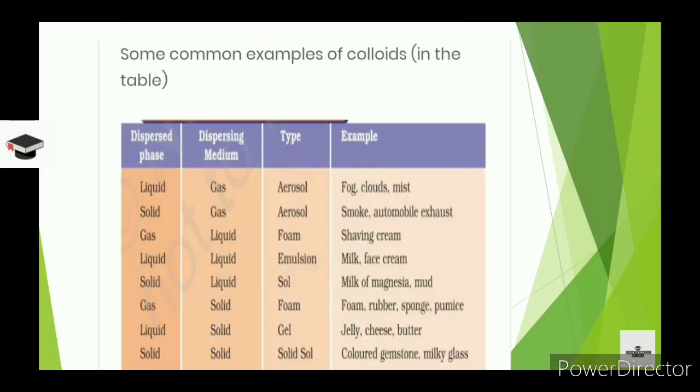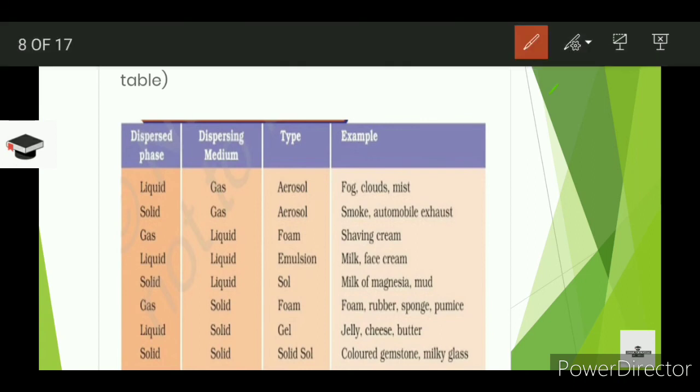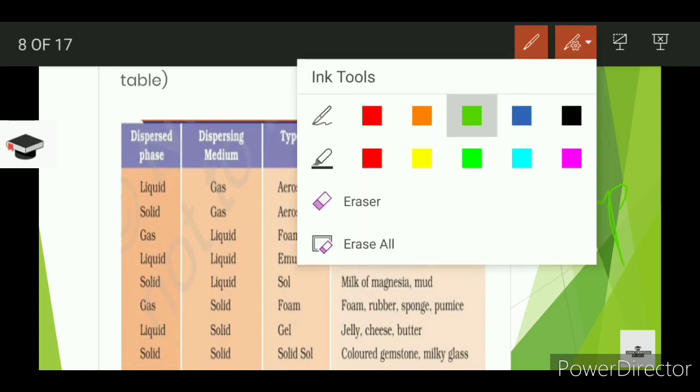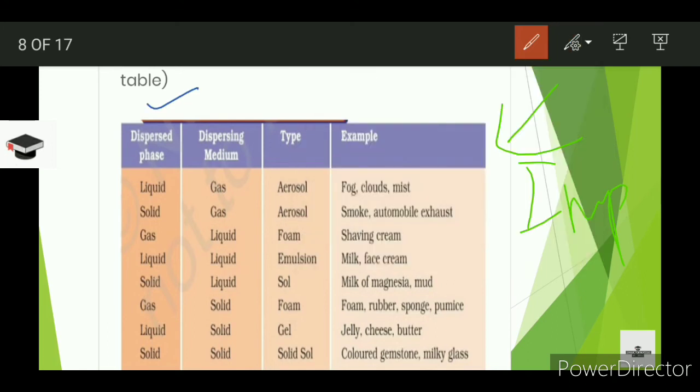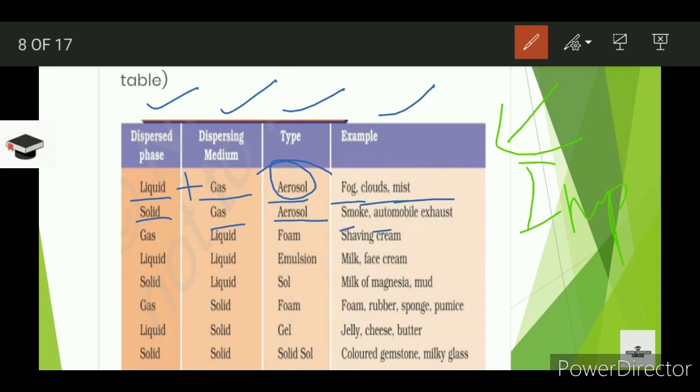Next, some examples of colloids are in the table, and this table is very important. Dispersed phase, dispersing medium, type and example. Liquid is the dispersed phase, dispersing medium is gas, and it will form an aerosol. Examples of liquid plus gas are fog, clouds, mist. Solid plus gas will form aerosol: smoke, automobile exhaust. Gas plus liquid will form foam: shaving cream. Liquid plus liquid, emulsion: milk and face cream.